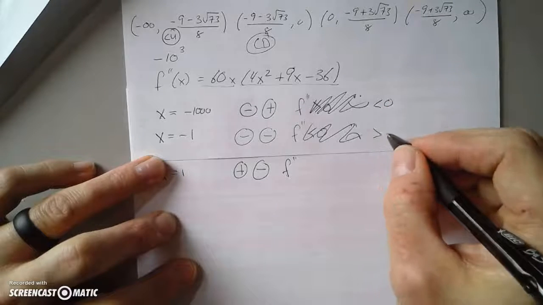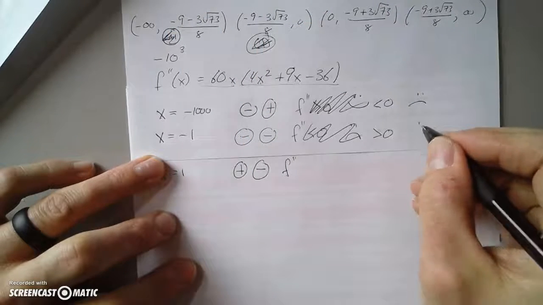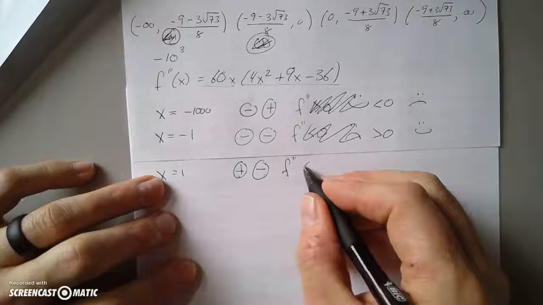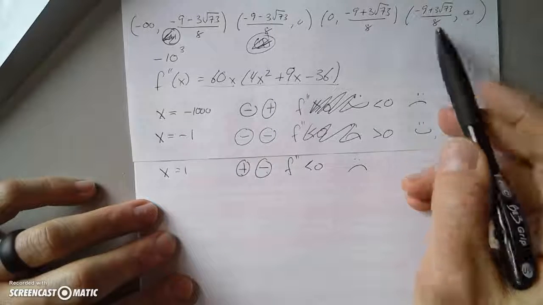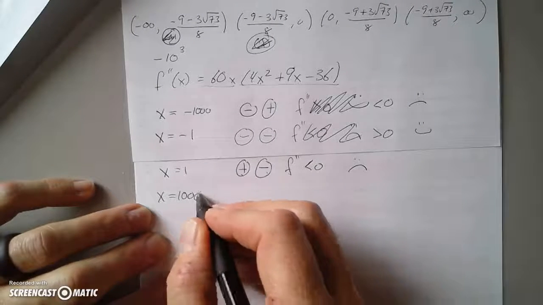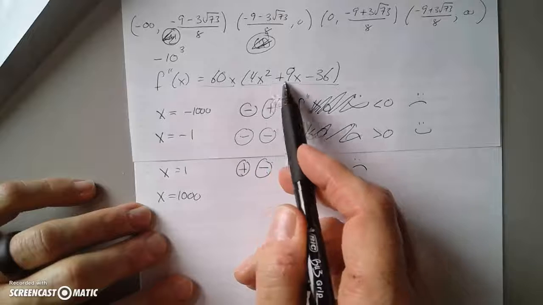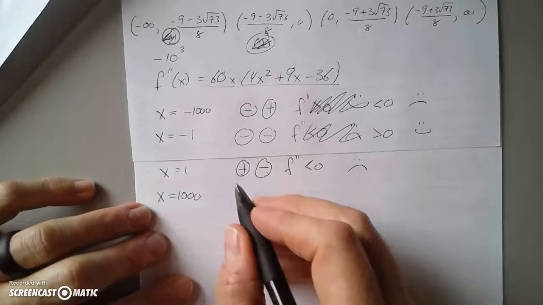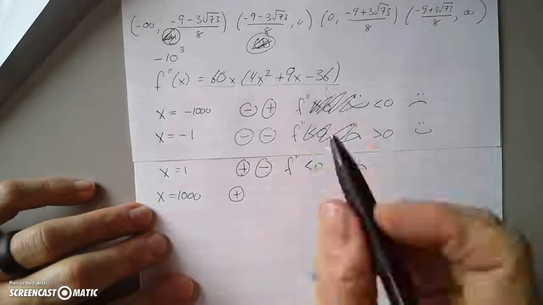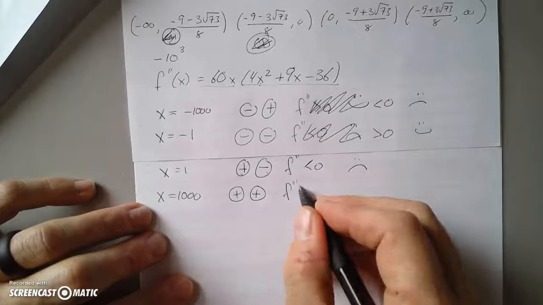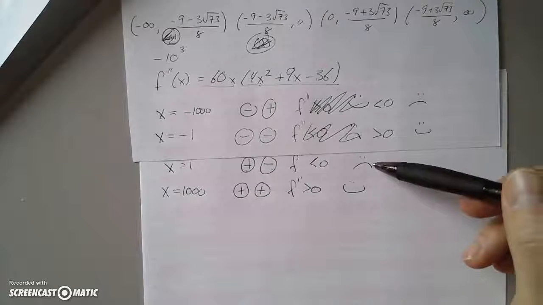F double prime, it's negative, positive. All right, frowny face, happy face. That's negative. Concave down. And then last, again, I need a number in this interval. So I'm just going to choose x equals a positive 1,000, because 1,000 is actually easier to use. If you choose a number that's too close to a tipping point, it's hard to tell. But 60 times 1,000 is a positive number. 1,000 squared is 1,000,000. 1,000,000 plus 1,000 is bigger than 36. So you have the right sequence of concave down, concave up, concave down, concave up.